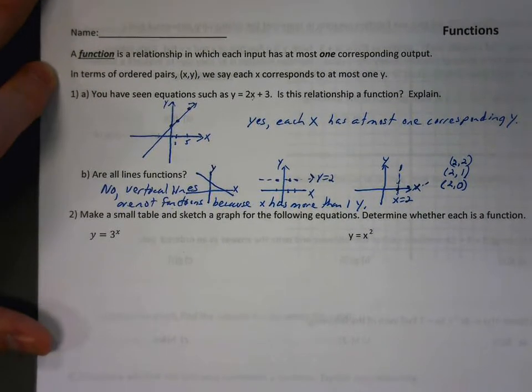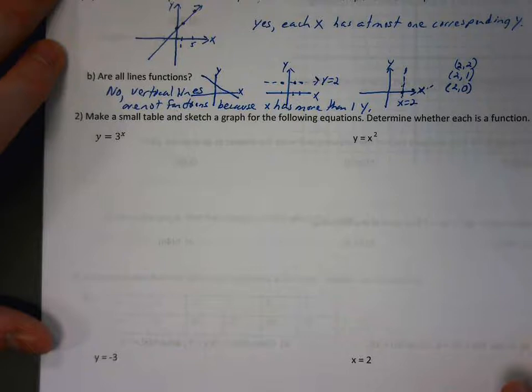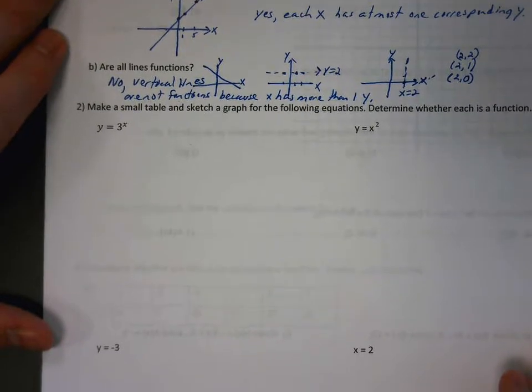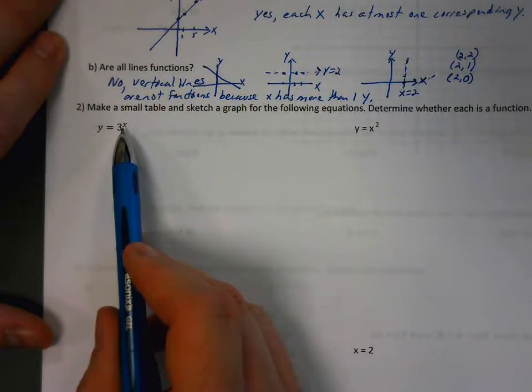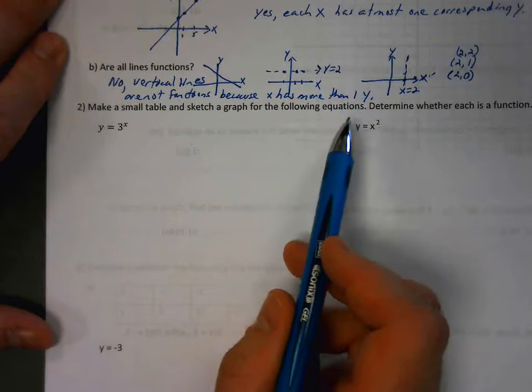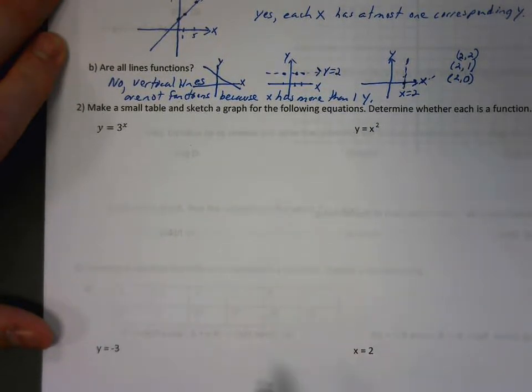So in question number 2, make a small table of values and sketch a graph with the following equations to determine whether each is a function. So in the first one, y equals 3 to the x. x is an exponent, so make sure when you put it in your calculator that you get that right. And then y equals x squared, there the 2 is the exponent. And then y equals -3 and x equals 2. You're going to do those in a table. Make a table for each, and then sketch a graph of them.